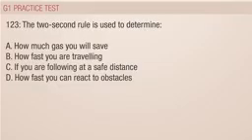Question 123. The 2-second rule is used to determine A. How much gas you will save. B. How fast you are travelling. C. If you are following at a safe distance. D. How fast you can react to obstacles.